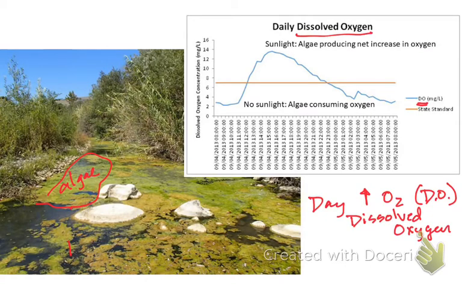So what you're seeing in this trace is that during the daylight hours, the dissolved oxygen levels really go up, and that's because of photosynthesis. But as the sunlight goes away, you can see as the sun goes down that photosynthesis is no longer happening, and now they are net oxygen consumers.